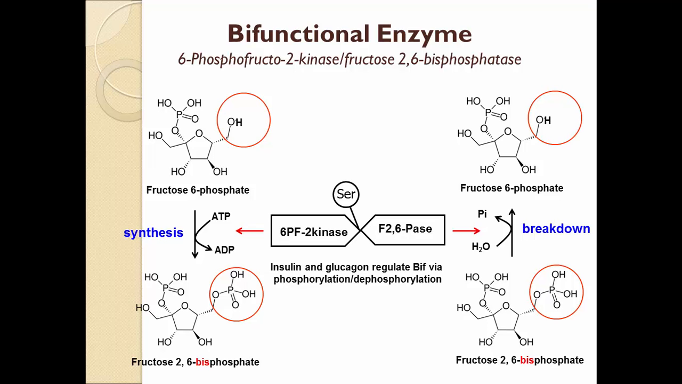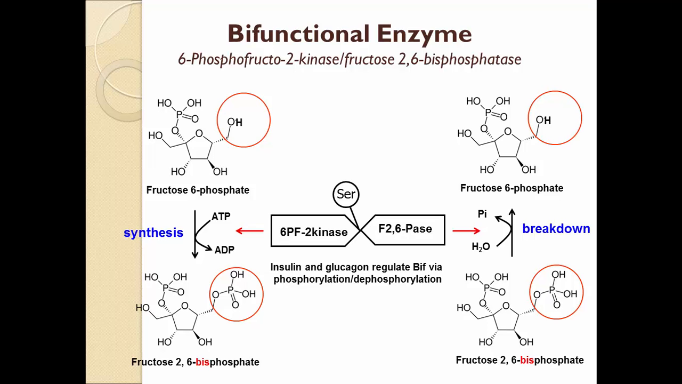Right. So you see that it catalyzes the addition of a phosphate group to fructose-6 phosphate, generating fructose-2,6-bisphosphate, right? And the phosphate group basically comes from ATP molecules. So the phosphate group is transferred from ATP to fructose-6 phosphate, generating fructose-2,6-bisphosphate. So this reaction is catalyzed by phosphofructose-2 kinase, right?